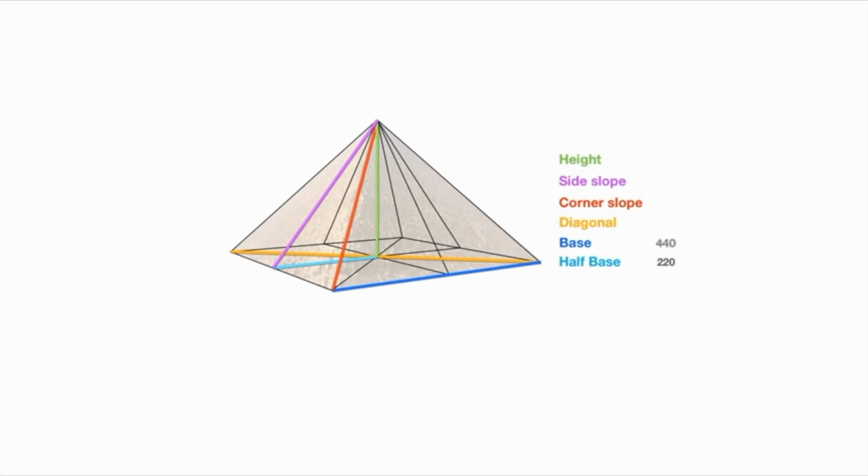220 half base, 440 base, 280 height. With these basic numbers, the side angle is inevitably 51.843, and these other measurements all follow simply by applying Pythagorean theory. Now, don't panic. I'm well aware that many people have the following reaction when confronted with mathematics.